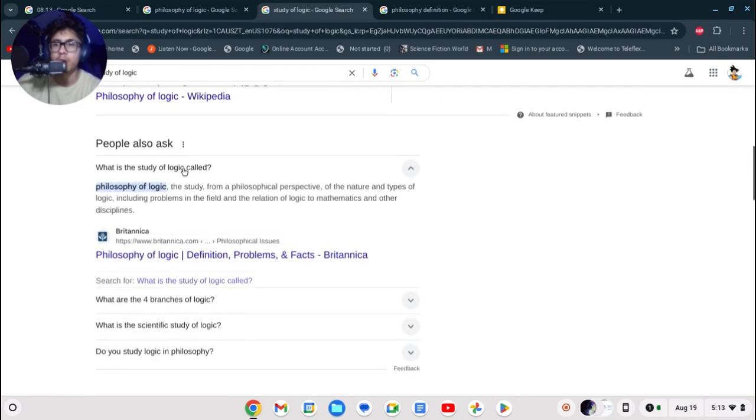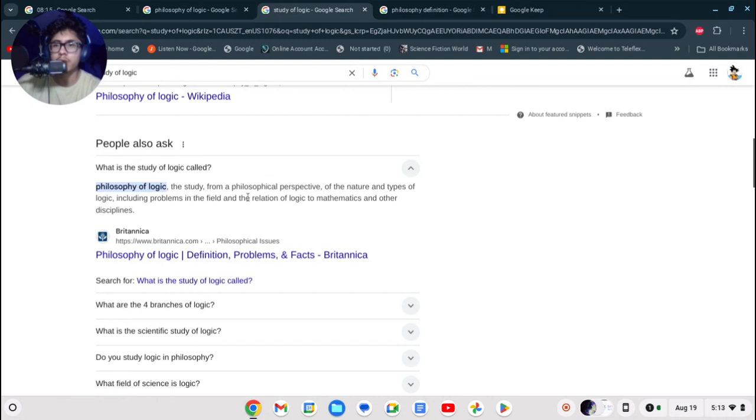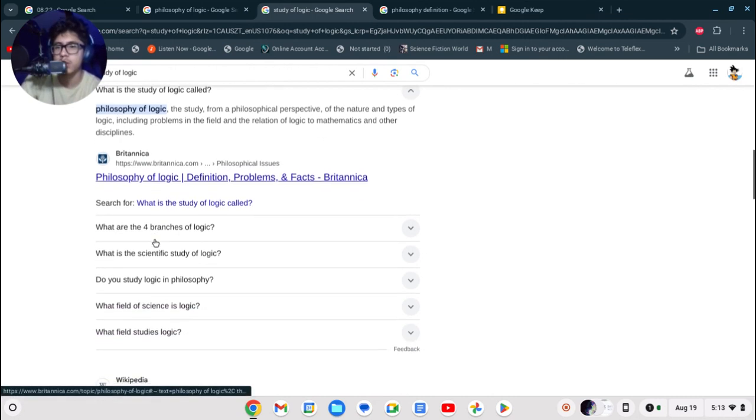People also ask, what is the study of logic? So, philosophy of logic is the study of philosophical perspective of the nature types of logic, including problems in the field and relation of logic to mathematics and other disciplines.